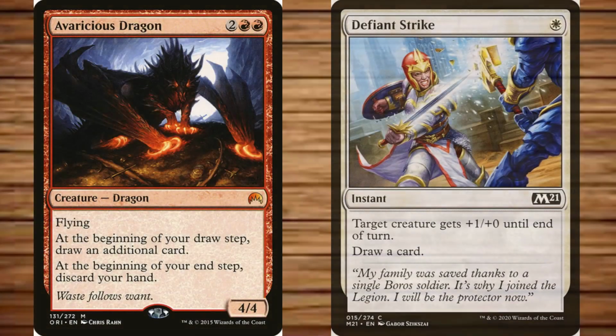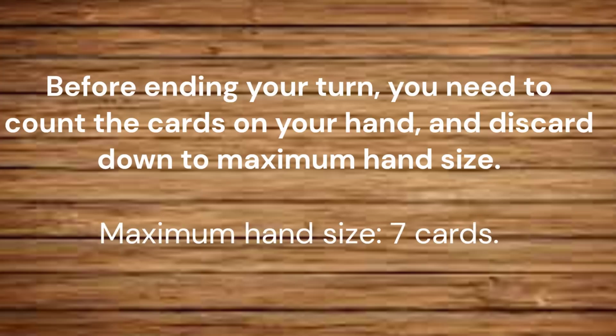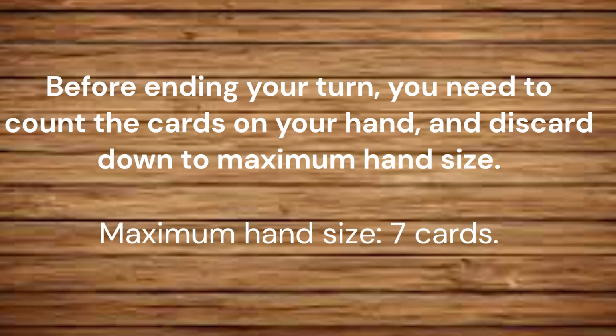End step. Just like on the upkeep, some abilities trigger here, and abilities that say "until end of turn" will end. Your creatures will heal. Before ending your turn, you need to count the cards in your hand and discard down to maximum hand size. The maximum hand size is 7. You only need to do this at the end of your turn, after all abilities resolve.